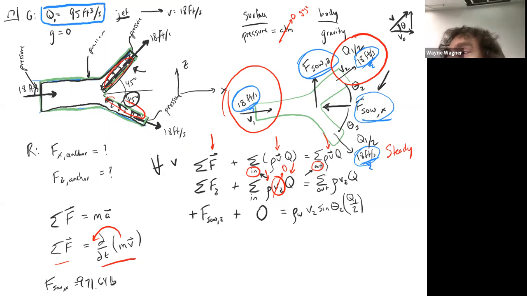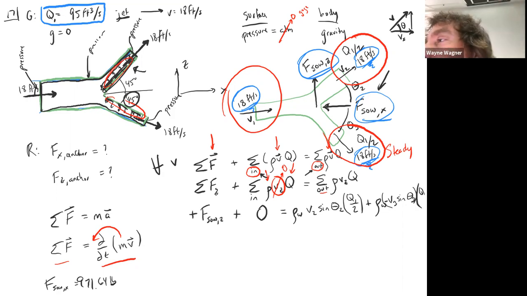Okay, and then we have to add the other one, because we're summing these, so we've got two of them. So here's the other out down here. So we've got rho W, and again it's V3 sine of theta 3, but there's a negative sign on it because it's going downwards in the z direction. So I'm going to plug in, and this is still going to be Q1 over 2.